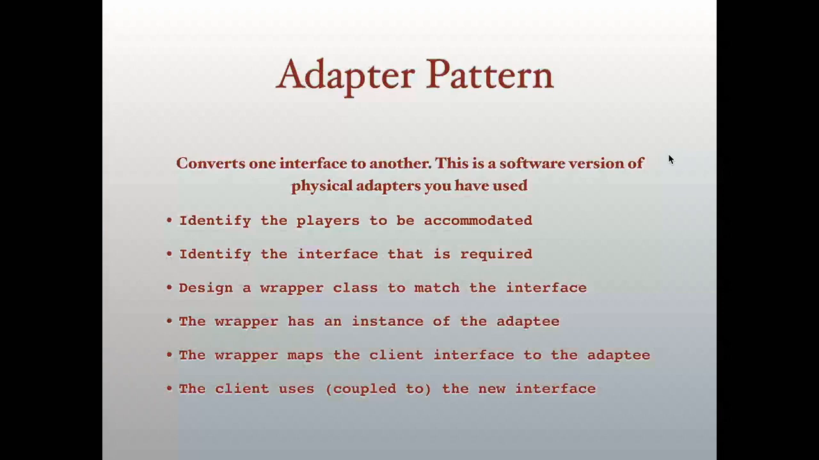You design a wrapper class to match the interface. So basically, if you think of any plug, any plug is an adapter. Within that plug, you've got all these wires that are connecting to stuff. And around those, you have this wrapper class, which is basically to turn it into a plug. The wrapper has an instance of the adaptee, and it maps the client interface to the adaptee.